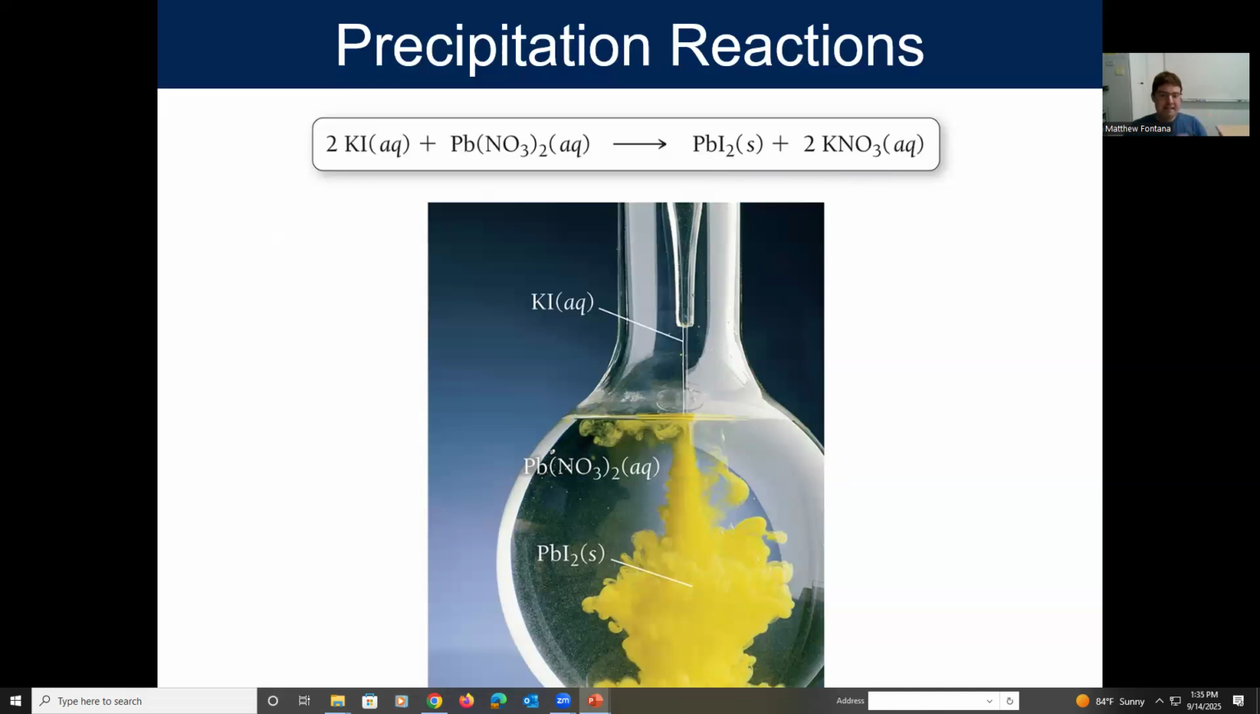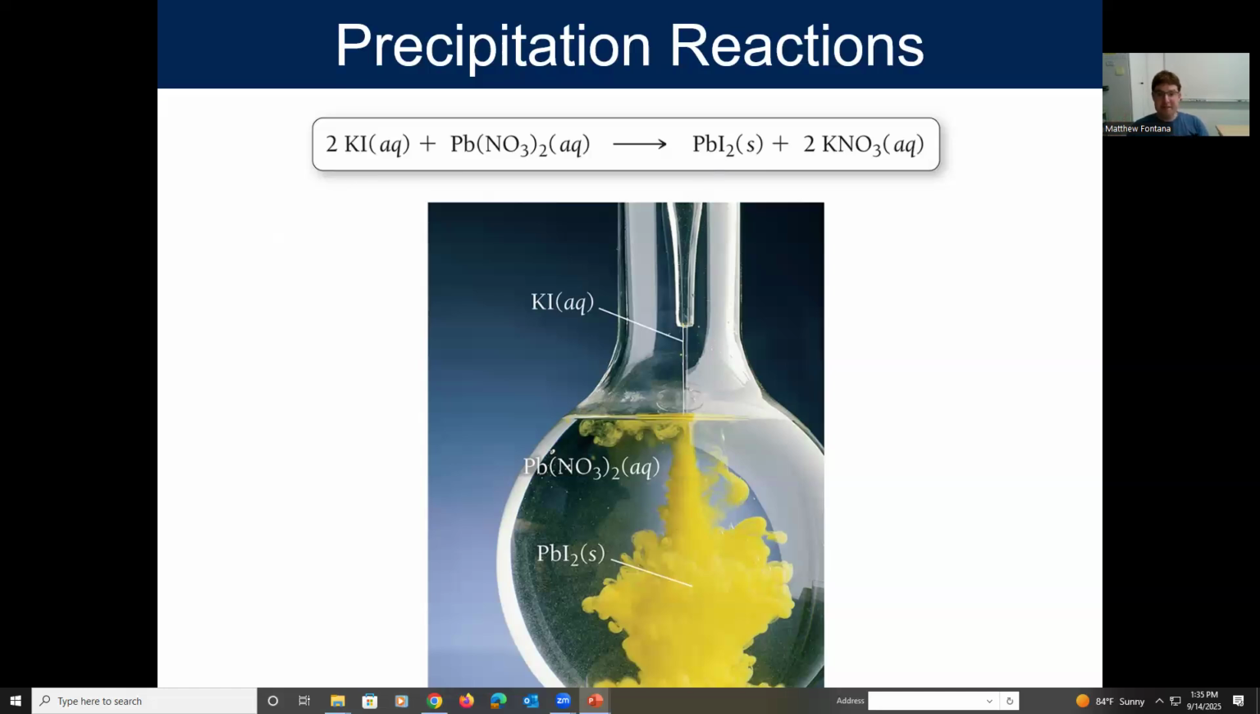And so this is an example of a precipitation reaction, which is where you start off with something that's a solution, and then you produce something that is not soluble in that solution. So the key thing here is that lead iodide is not soluble in water, and lead iodide has a yellow color, so it's more visual, and so we can see it. And so this is an example of a precipitation reaction.